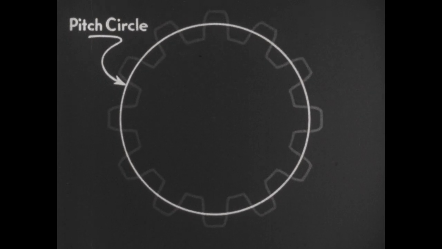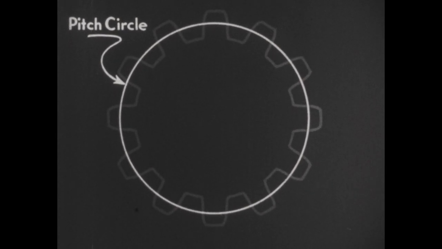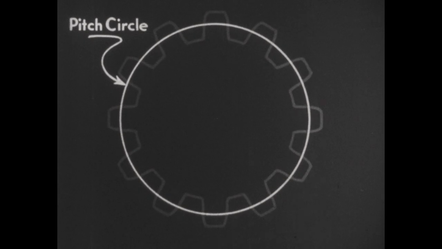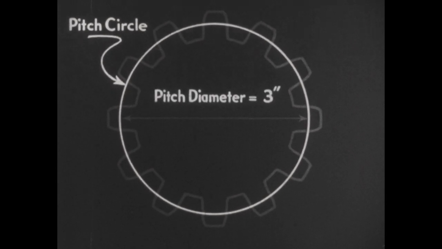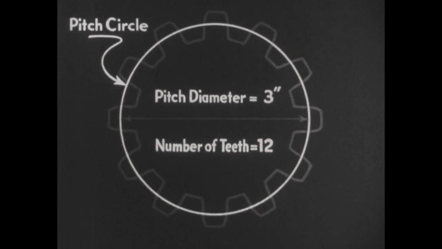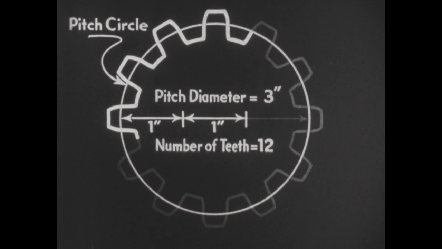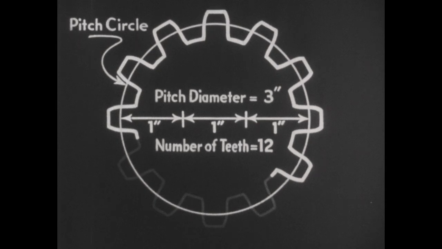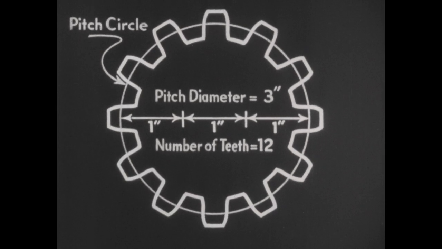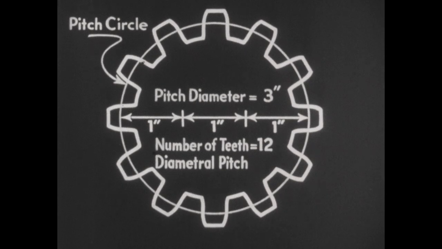The number of teeth per inch of pitch diameter is known as the diametral pitch. This can be simply illustrated. This gear has a pitch diameter of 3 inches, and it contains 12 teeth. For every inch of pitch diameter, there are 4 teeth. Therefore, the diametral pitch of this gear is 4, or as more commonly expressed, this is a 4-pitch gear.